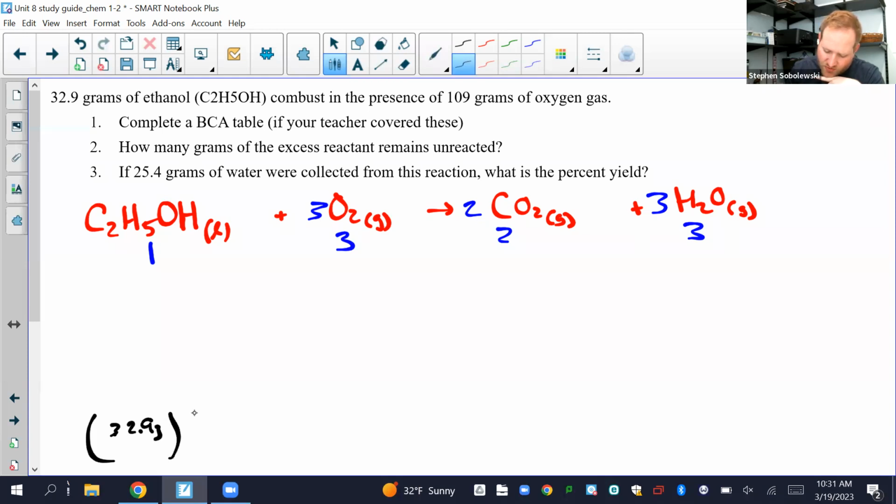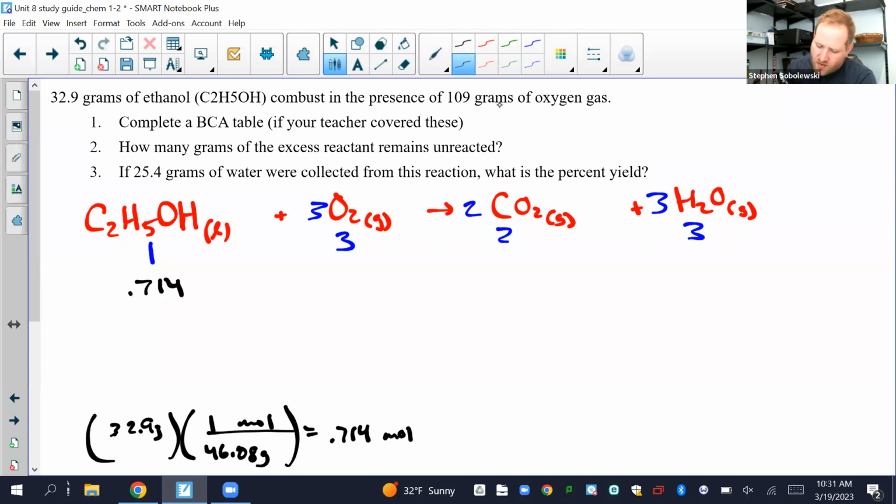32.9 grams of ethanol times 1 mole over, let's see, I have to add this up. So 12.01 times 2 plus 6 hydrogens is 6.06 plus 1 oxygen is 16, which is 46.08 grams. 32.9 over that gives me 0.714 moles.